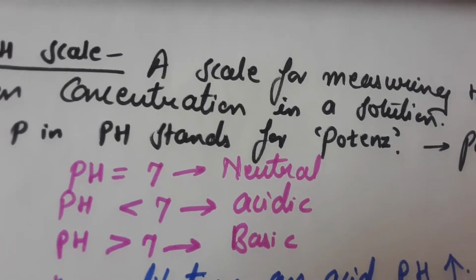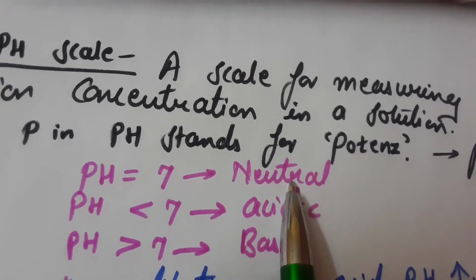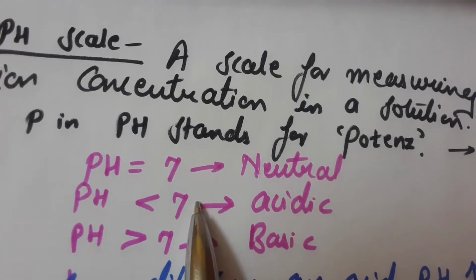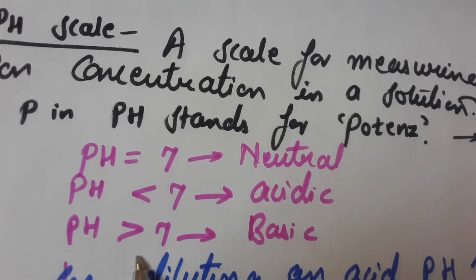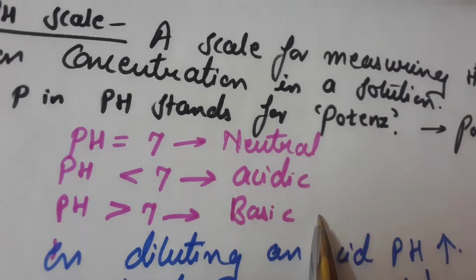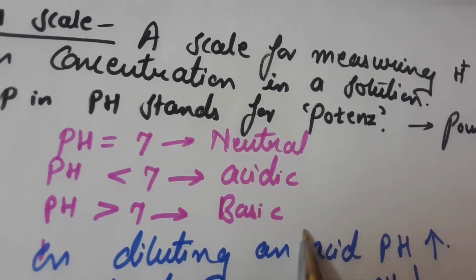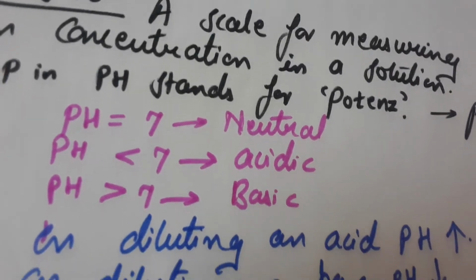So if the pH of the solution is equal to 7, that means it's neutral. If it is less than 7, then it is acidic. If it is more than 7, then it is basic. So this you have to remember. These are the values for acidic, basic and neutral solutions.